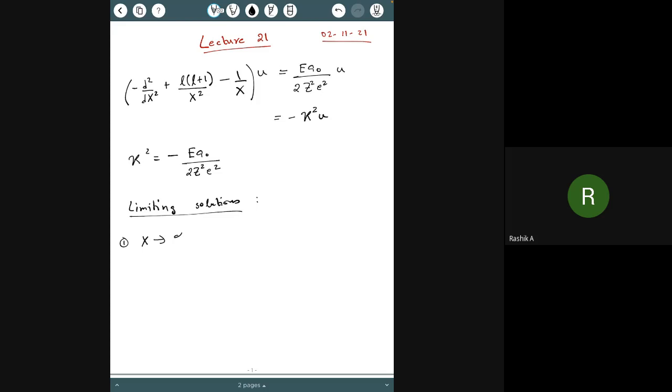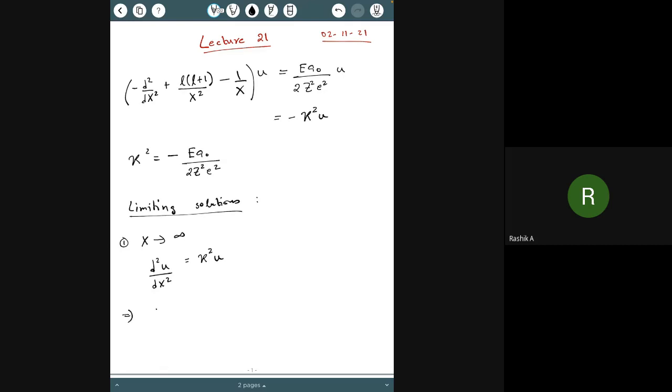So basically x tends to infinity means r tends to infinity also. And then the equation becomes d squared u/dx squared equal to kappa squared u. Okay. Now this is a standard equation form. We've encountered this many times.